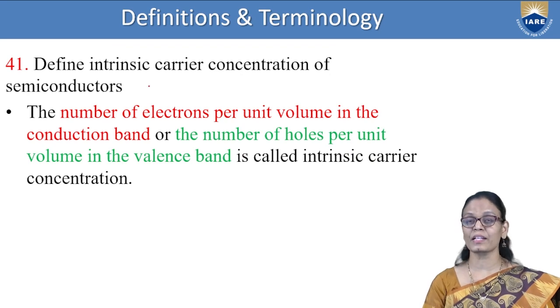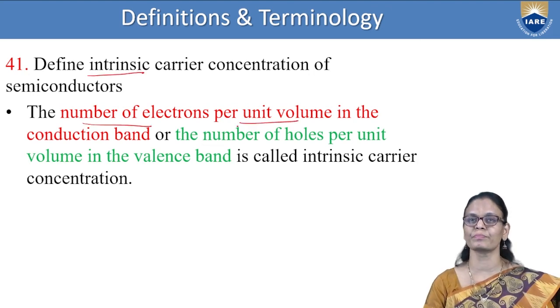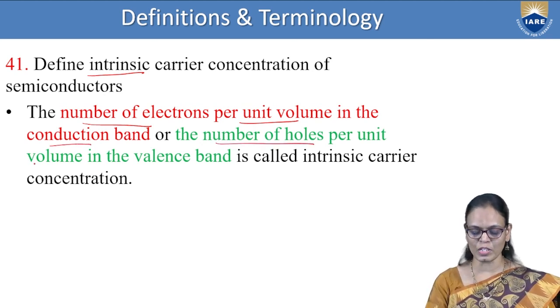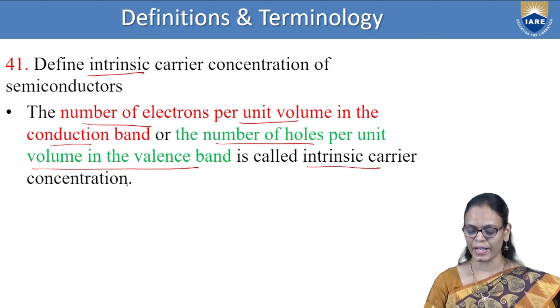Now define intrinsic carrier concentration. So what is this intrinsic carrier concentration? The number of electrons per unit volume in the conduction band or the number of holes per unit volume in the valence band. That is what we are calling intrinsic carrier concentration.